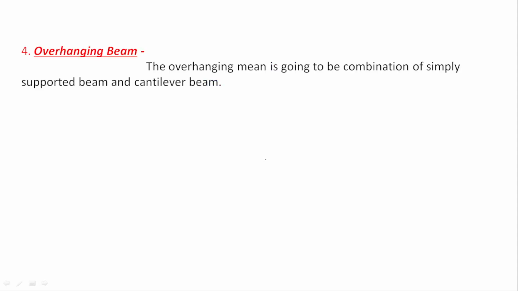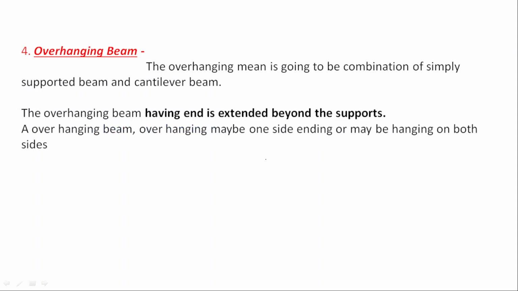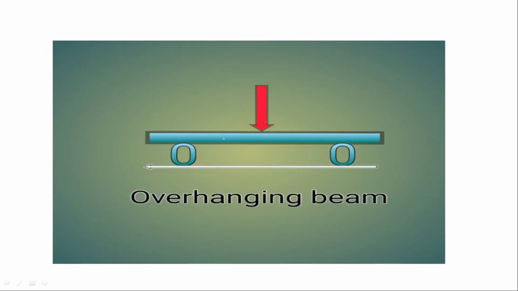Fourth is overhanging beam. Overhanging means it is a combination of a simply supported beam and a cantilever beam. The overhanging beam has an end extended beyond the supports. The overhang may be on one side or on both sides. This is the picture of the overhanging beam.